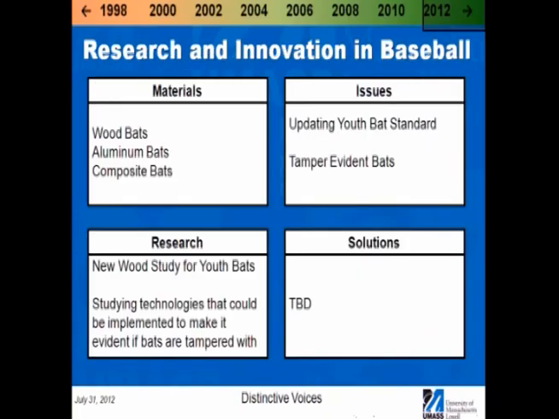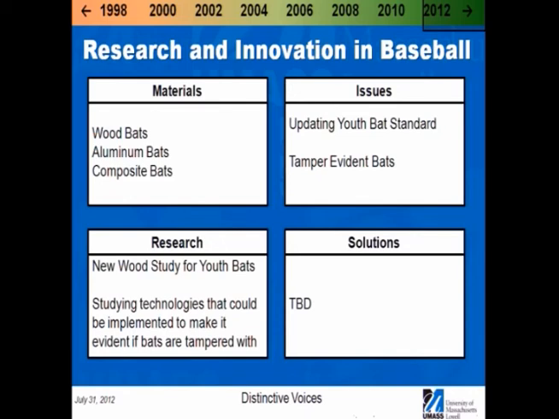So basically, that's where we stand right now. In terms of some of the current research, we're looking at updating youth bat standards. They were developed back in the mid to late 1990s, and they really haven't been updated that much since. So there's some work to update those standards, and also look at tamper evidence.